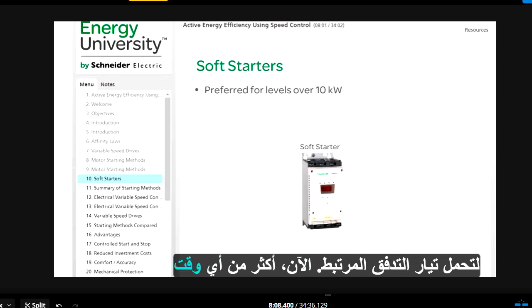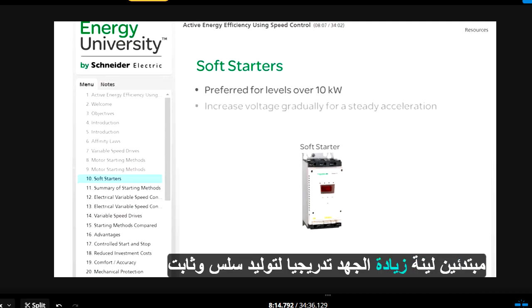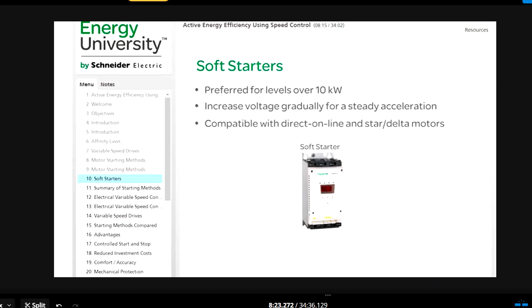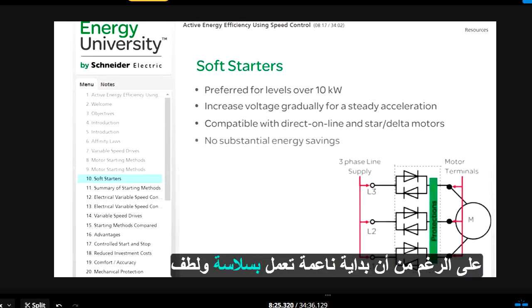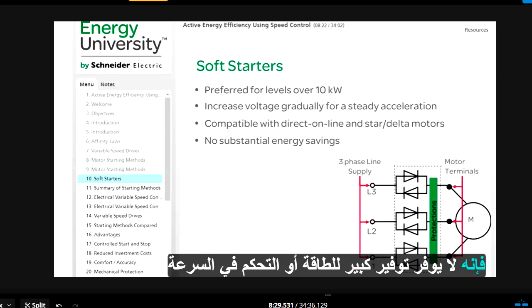Now more than ever, soft starters are used instead of star-delta for levels over 10 kilowatts. Soft starters increase voltage gradually to generate a smooth, steady acceleration and are perfectly compatible with direct online and star-delta motors. Although a soft starter does smoothly and gently start a motor and bring it up to full speed in a controlled manner, it does not provide substantial energy savings or variable speed control.